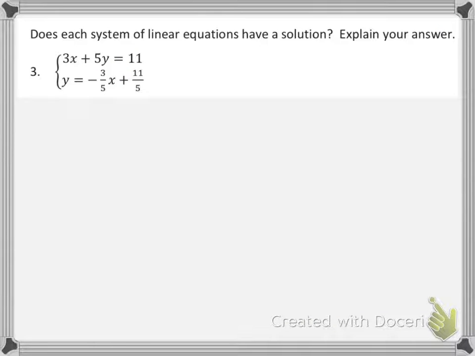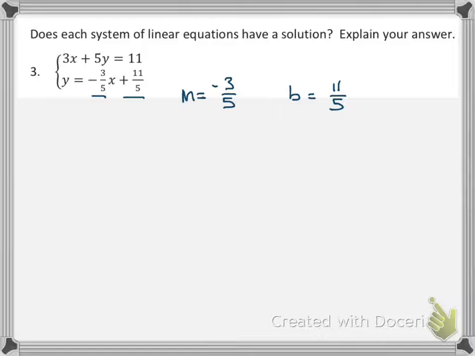Number 3. I don't have to solve it. I just have to tell you whether this is going to be a unique solution, infinitely many solutions, or no solution at all. So in order to do that, I want slope and y-intercept. And I have that on the second equation because it's in slope-intercept form. The slope is negative 3/5, and the y-intercept is 11/5. So we have that already.